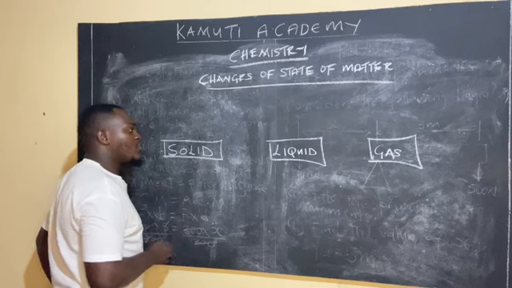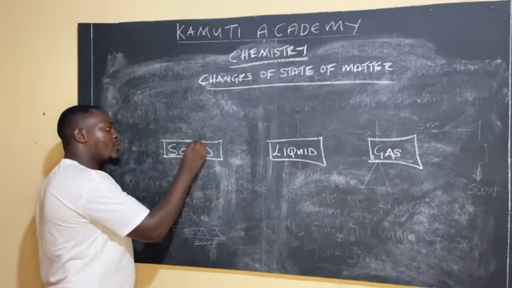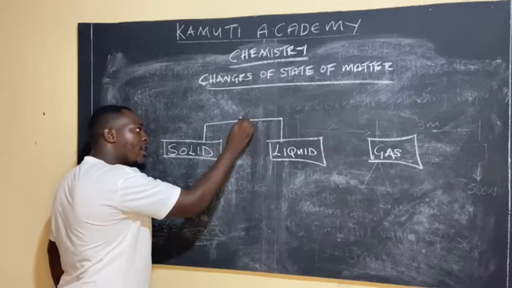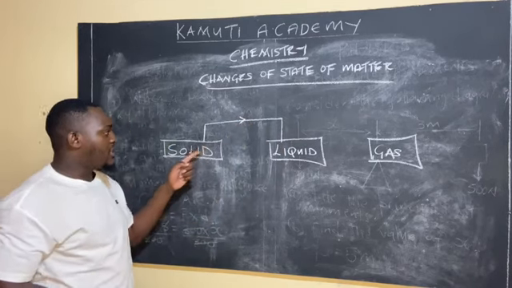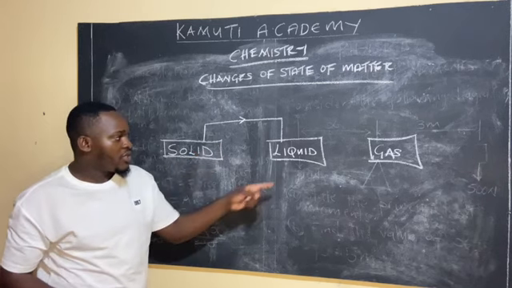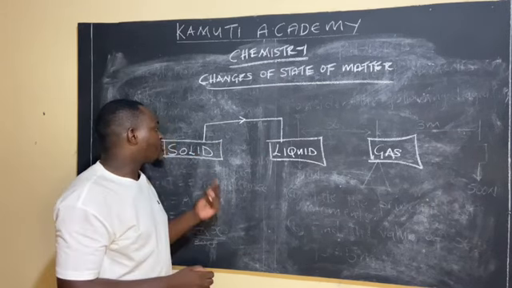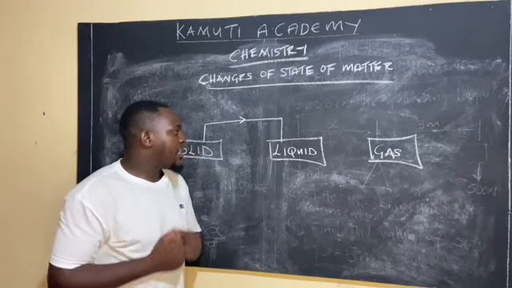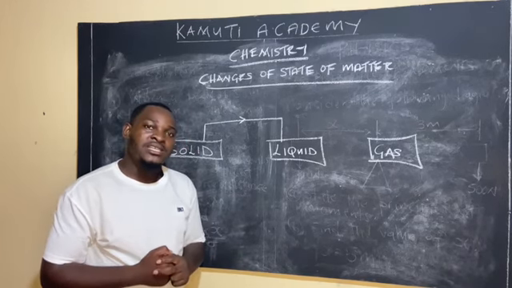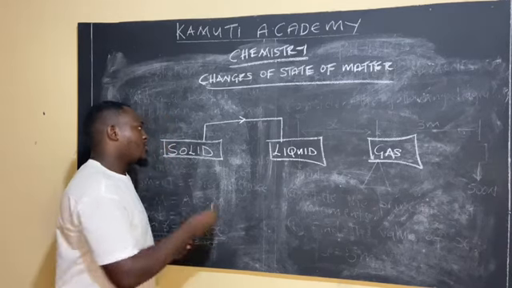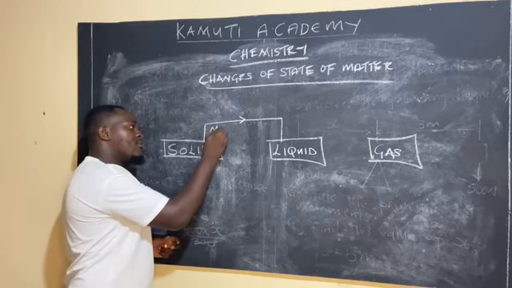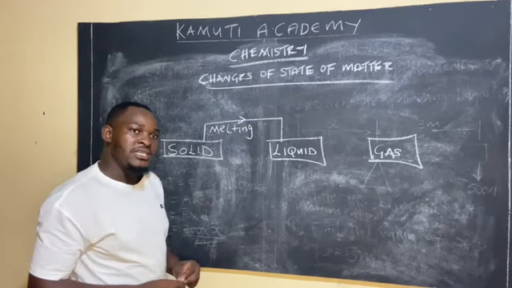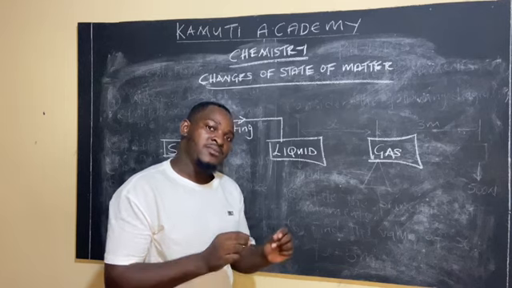All right, so I'm going to write here, by show of arrows, so this arrow is actually coming from solid going to liquid. So we're simply saying when a solid has become a liquid, what has happened? So when a solid becomes a liquid, that process is actually called melting. So melting is the change of state in which a solid becomes a liquid.